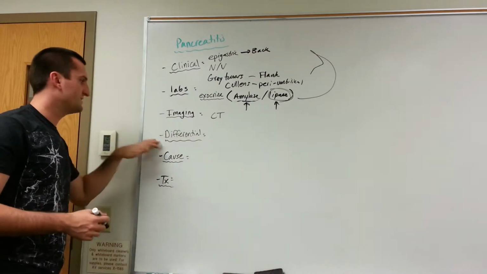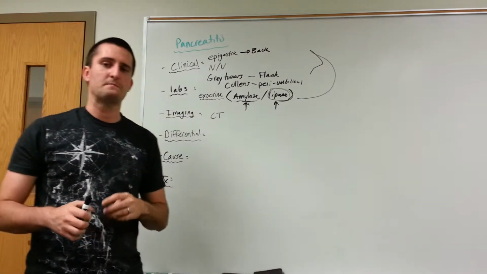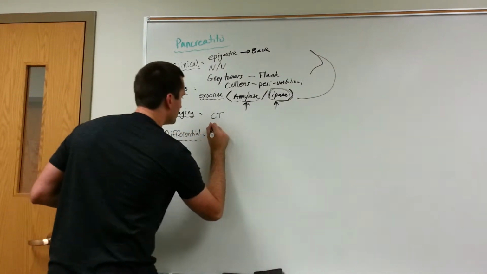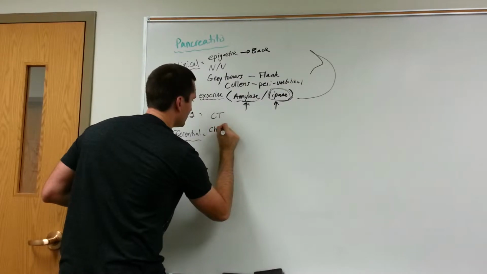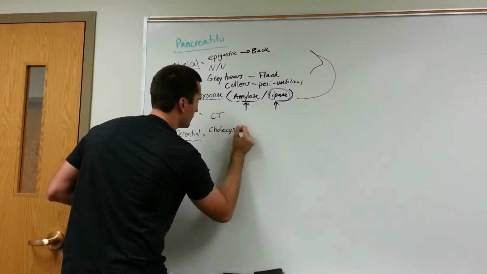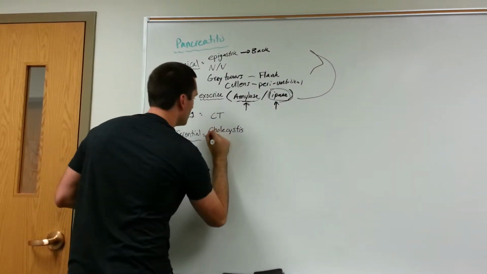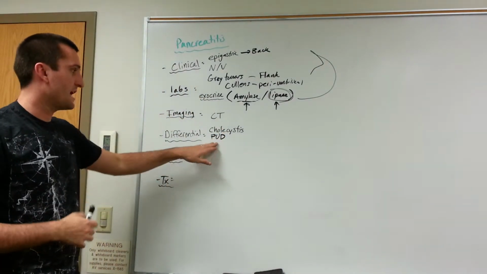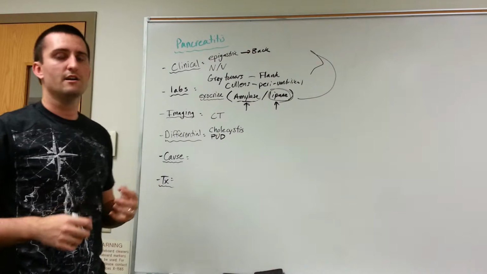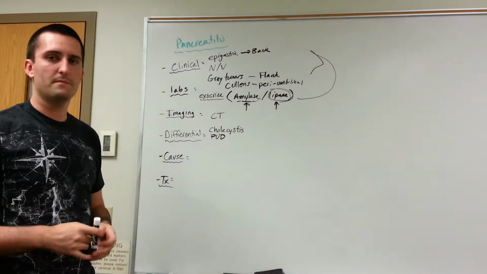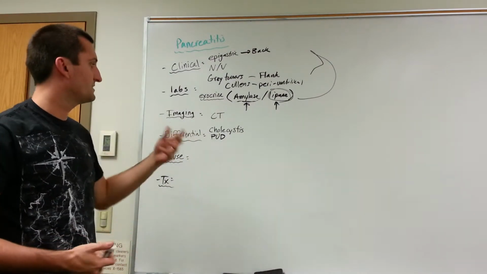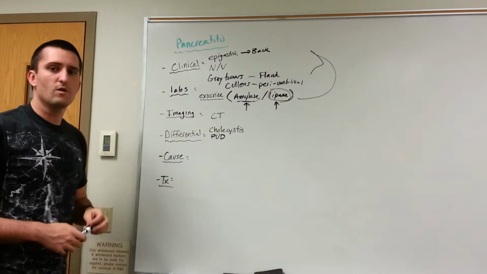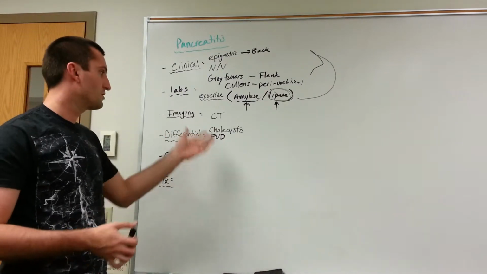So now, there's a differential. You got to be thinking, well, what else could it be? Well, it could be cholecystitis. What about peptic ulcer disease? Either of these, I mean, epigastric pain, you got to be thinking, could be just a peptic ulcer. Cholecystitis or cholelithiasis or choledocholithiasis, could be any of those.